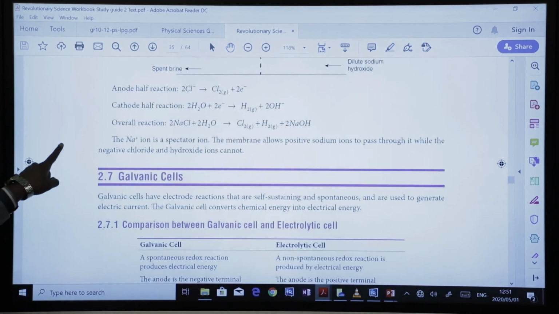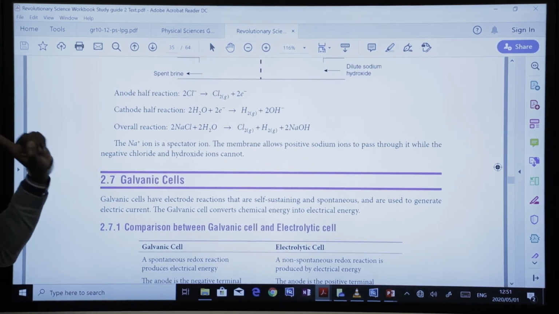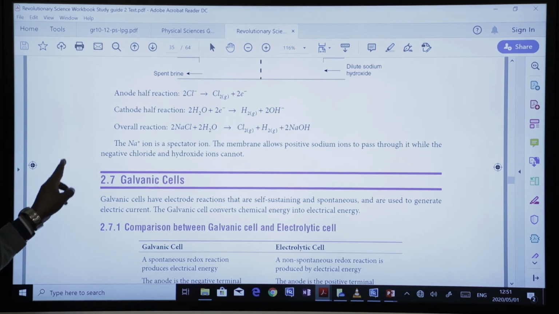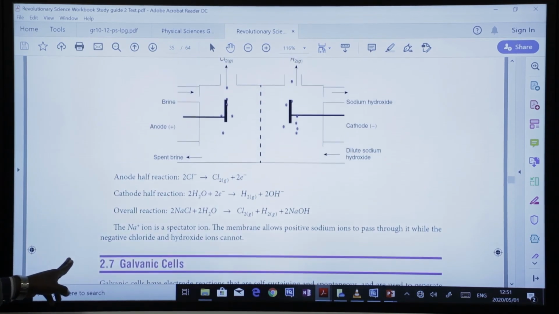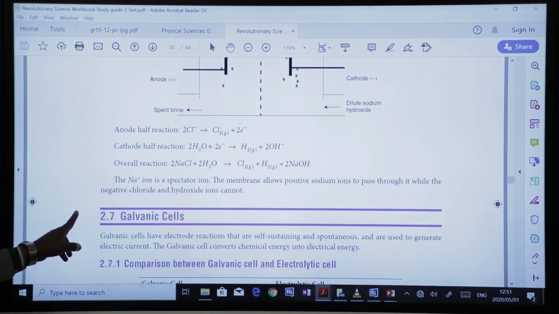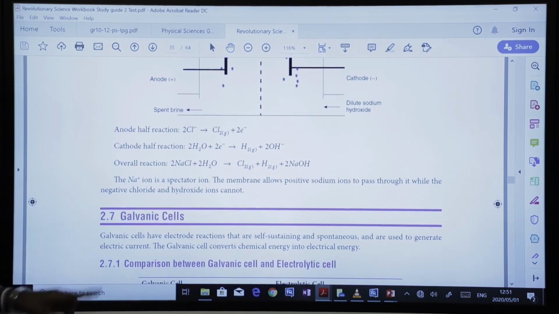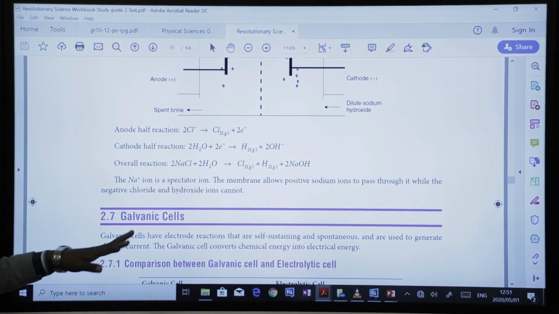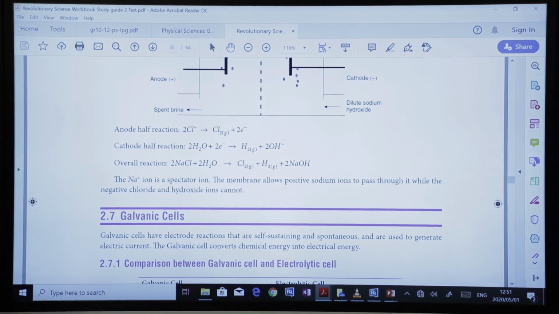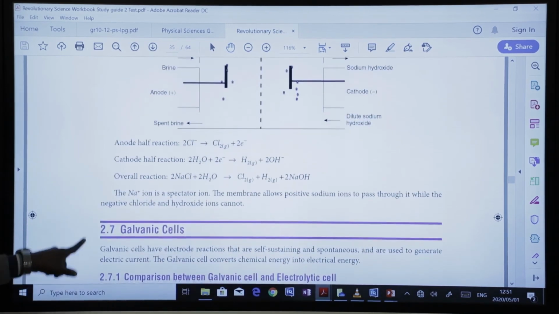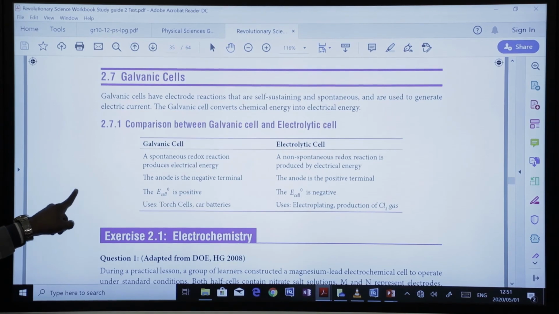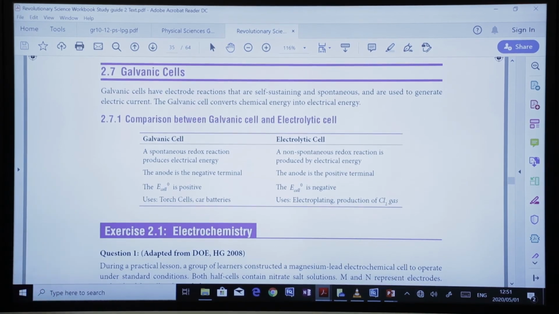And then we are saying the sodium ion is a spectator ion, and the membrane allows positive sodium ions to pass through it, while the negative chloride and hydroxide ions cannot. So it helps to balance up the ion gradient between the two sections of the electrolytic cell. So here is a comparison of the galvanic cell versus the electrolytic cell. This you must know, boys and girls.